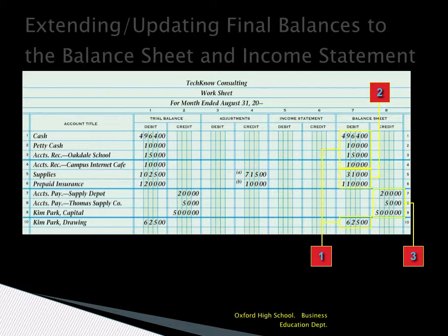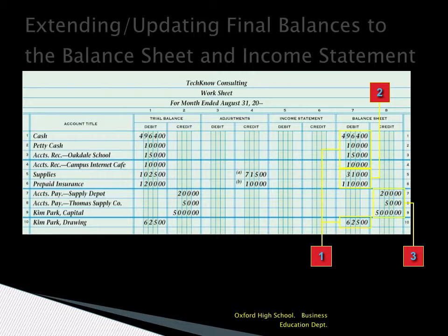I remember telling you in class that all accounts above income summary is not shown here. But if it were shown, it would be shown under Kim Park Drawing. Anything above income summary is a balance sheet item. Anything below income summary is going to be the income statement accounts, and we'll look at that on the next slide. But notice how they're transferred exactly the way they appear in the trial balance.